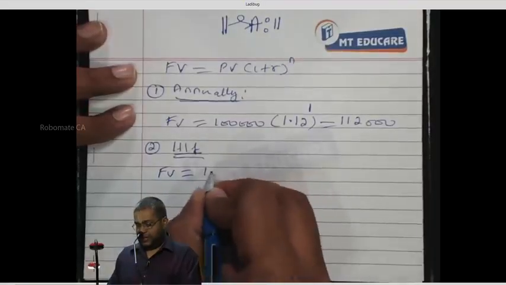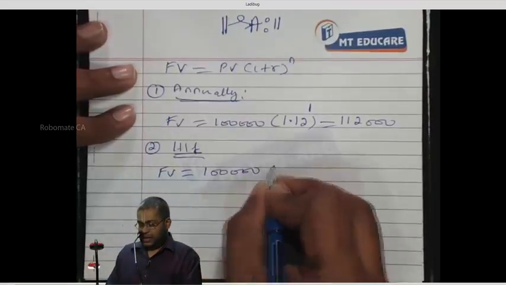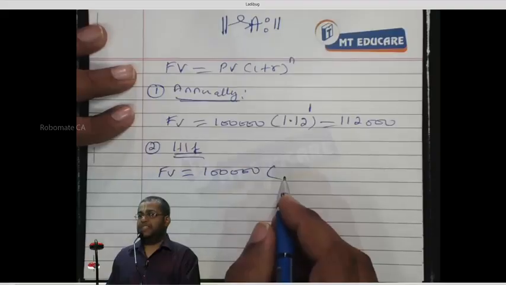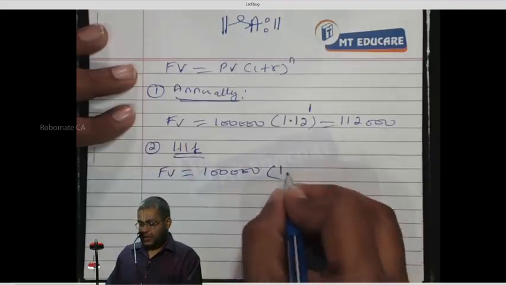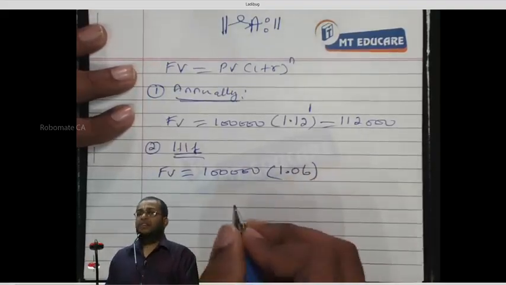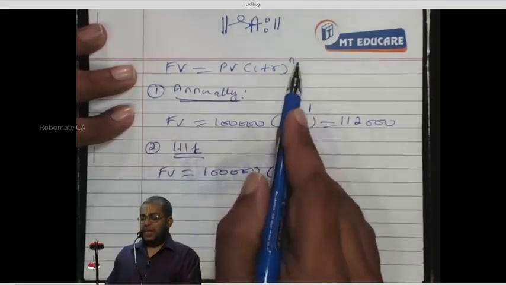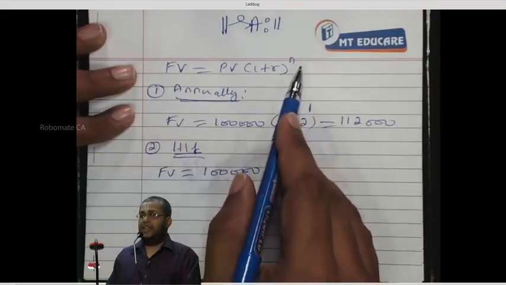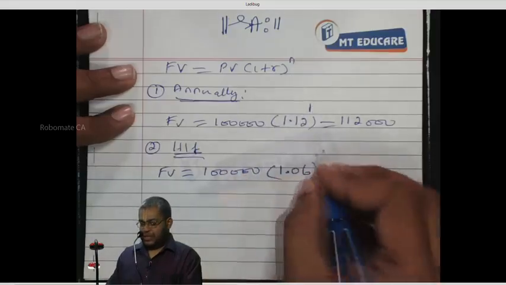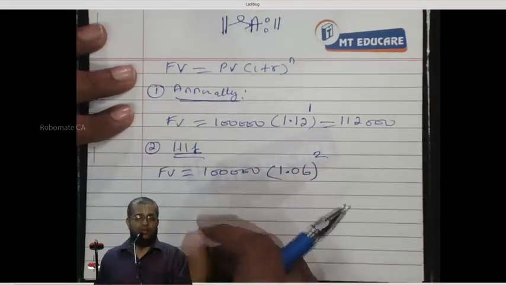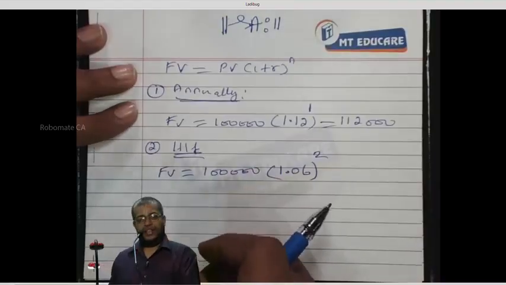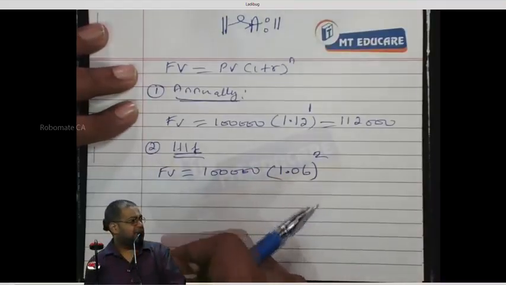Now write down future value is equal to the amount deposited today, 1 lakh, into 1.06, since the rate is 6%. I said always convert everything into periods. N is the number of periods. How many periods here? 2 periods. In a year there are two 6-month periods or not? 2 periods. I think you are all able to understand it clearly. Everybody, yes or no?